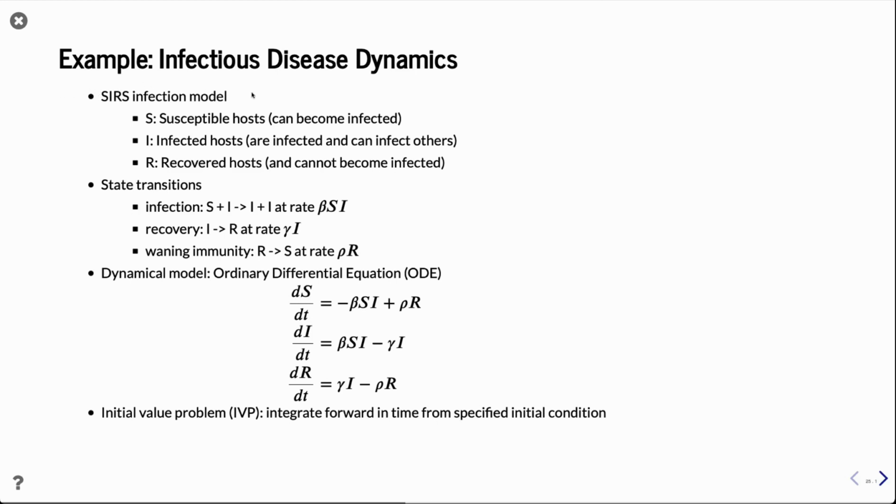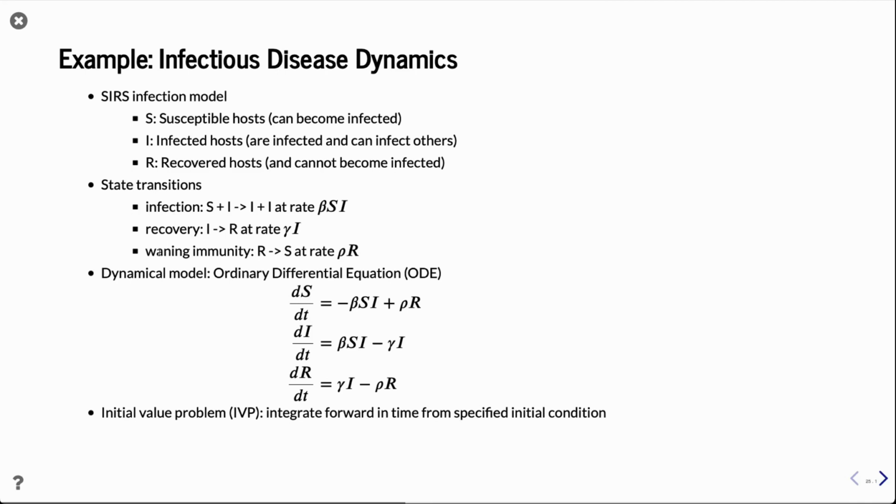So the model I'm looking at here is what's known as an SIRS infection model. It's a compartmental model that I won't go into all the details of the math here, but that describes the fraction of a population that is either susceptible to infection, is actively infected and therefore can infect others, or is recovered and then is immune and cannot become infected. And then there are a series of transitions among states, an infection reaction and a recovery reaction.